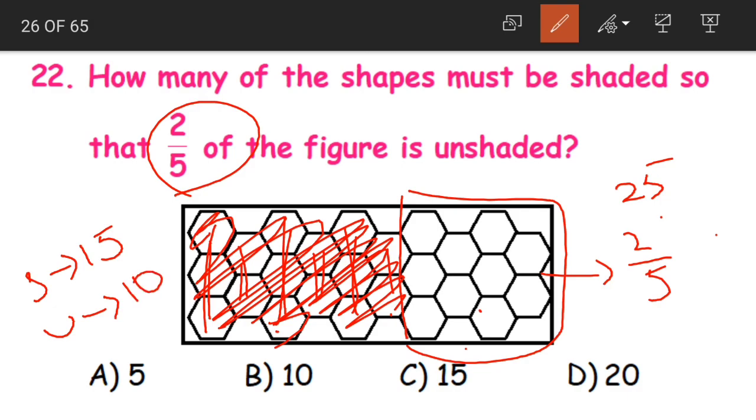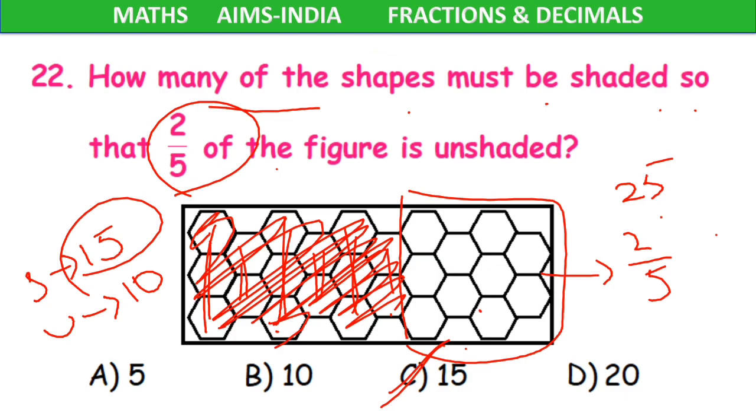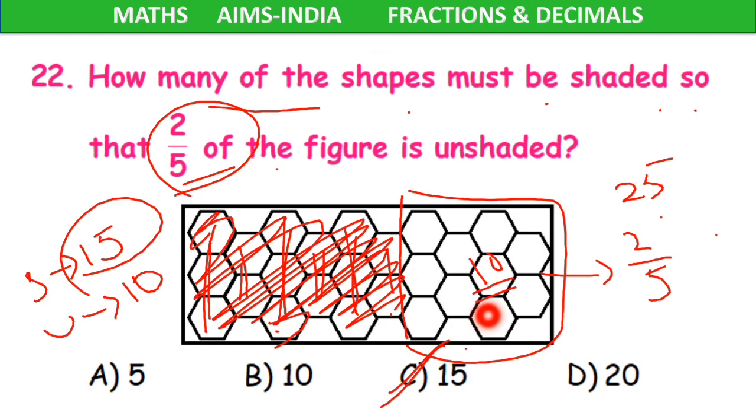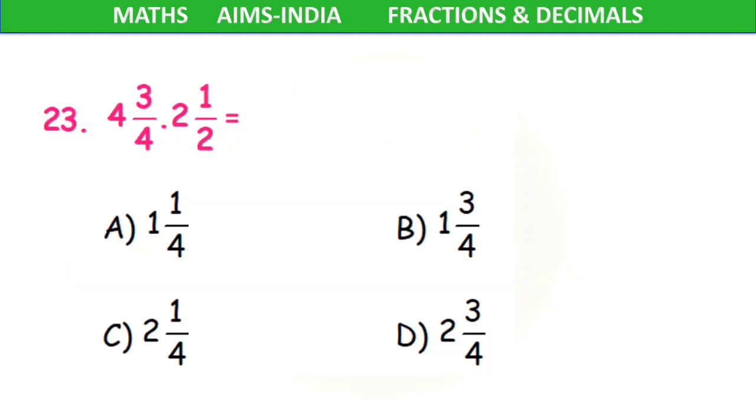Understood? So how many shapes must be shaded? How many did we shade? 15 shapes must be shaded so that the 2 by 5 of the figure is 10 shapes. So the 10 shapes remain unshaded. The remaining 15 are to be shaded. I hope this is clear.